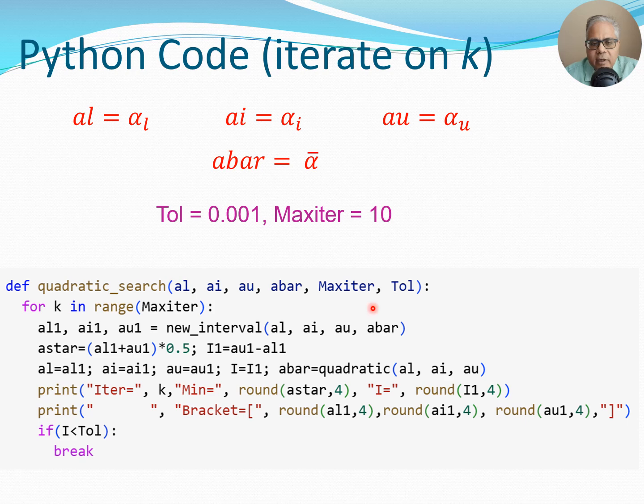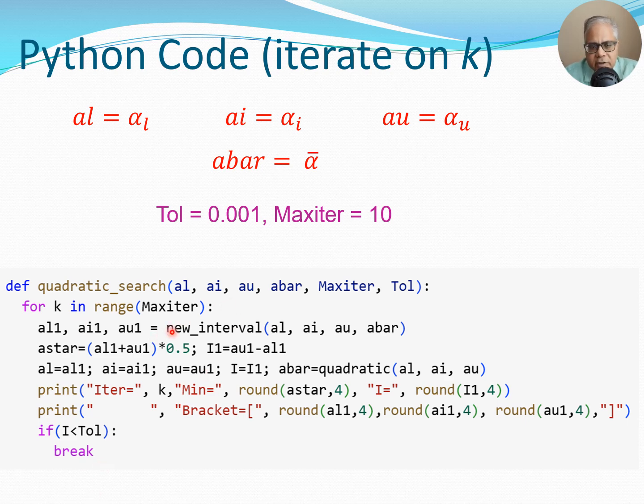Remember, those values are coming into this function here, and each time it calculates the new value of A star and the new value of I1. Then it removes the superscript ones, and calculates A bar again by using AL, AI, and AU. Remember, A bar is the minimum of the quadratic. Then it prints out the values of the minimum point A star, and I have used the round function to round these to 4 decimal places because it was coming out to too many decimal places in some of my previous Python codes. And if I is less than tolerance, remember tolerance was 0.001, then you break out of this for loop. So this is how you get out of this loop.